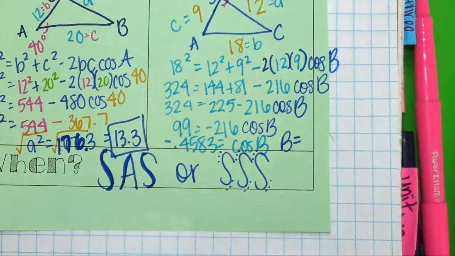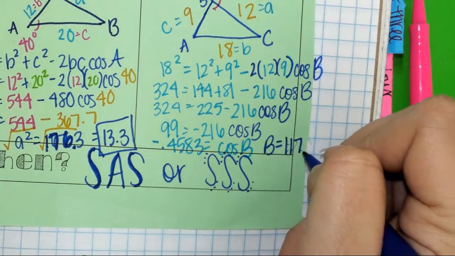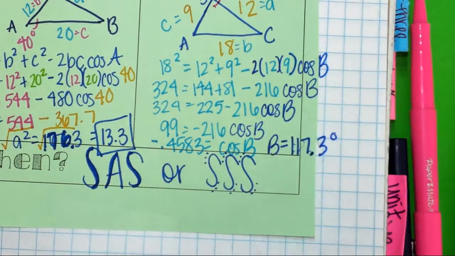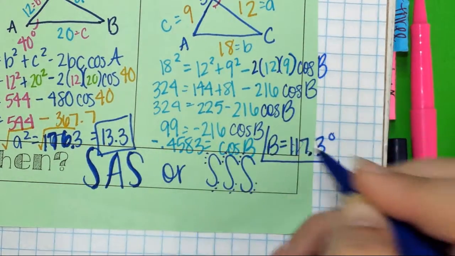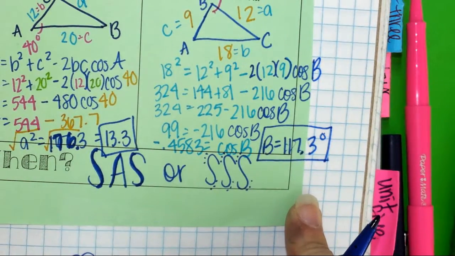All right, what'd we get? 117.3? Yes. Good job, guys. Oh, and it's degrees. I did something wrong. Can somebody at the table help him?